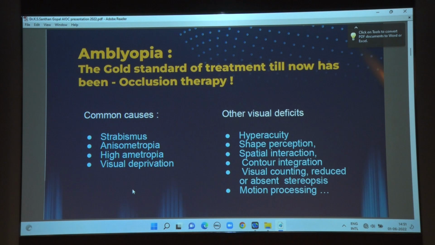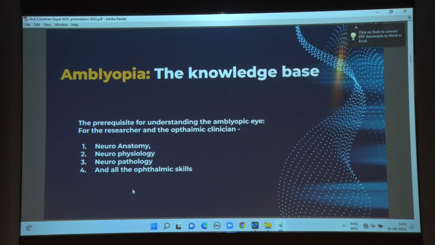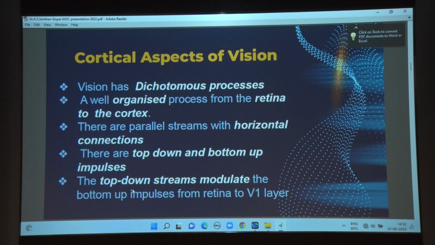Now these things cannot be explained just by V1 pathology. There must be a lot of problems everywhere in the brain in amblyopia. So how do I treat amblyopia? I need to have a good knowledge of neuroanatomy, neurophysiology, neuropathology, and all the ophthalmic specialties before I diagnose and treat amblyopia. So that's why I'm going to teach you some basics. You don't have to get worked up beyond a certain point because it becomes too difficult to understand.